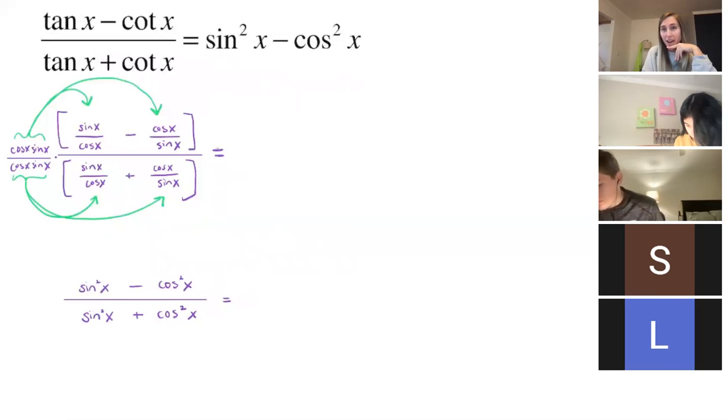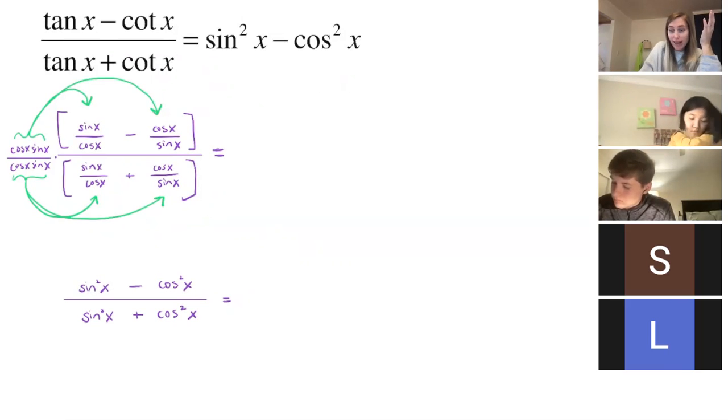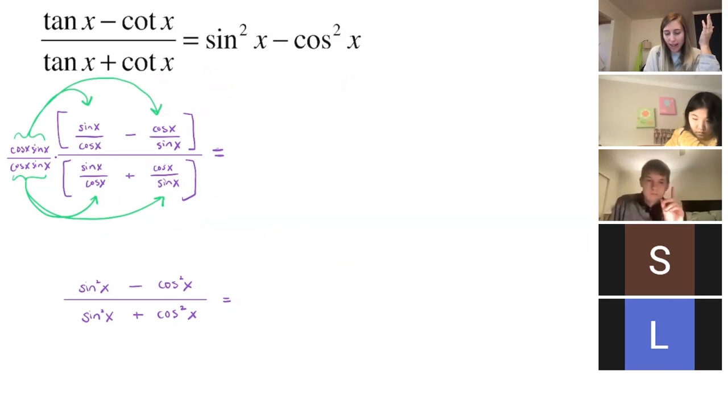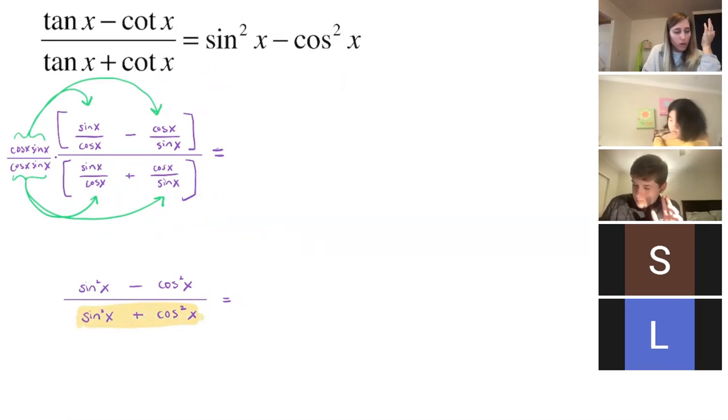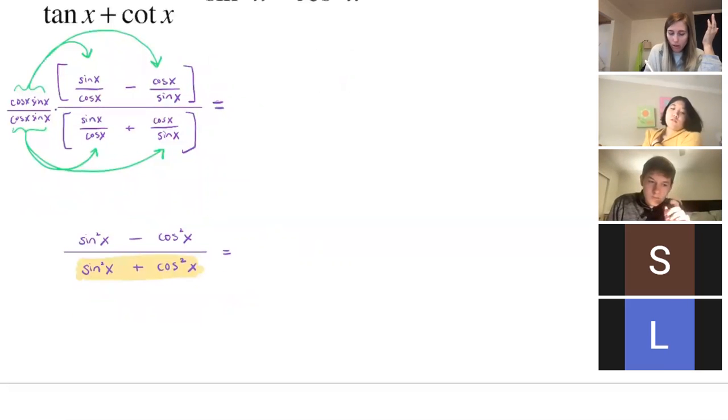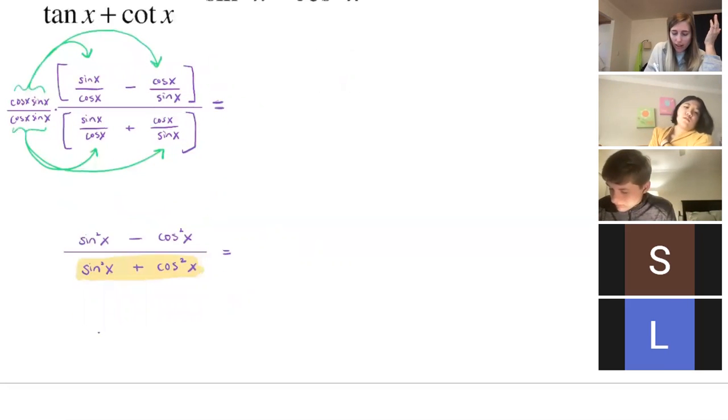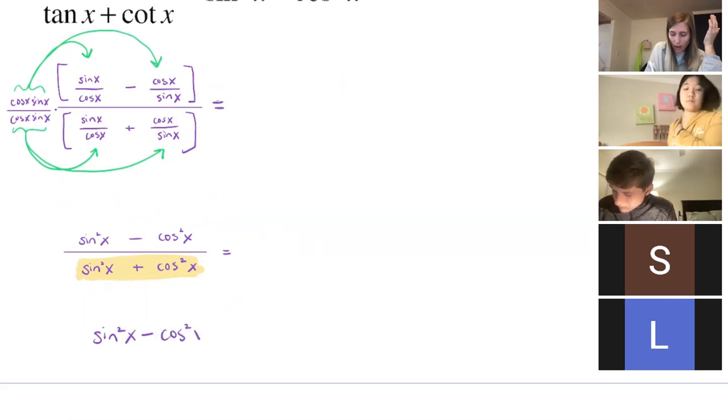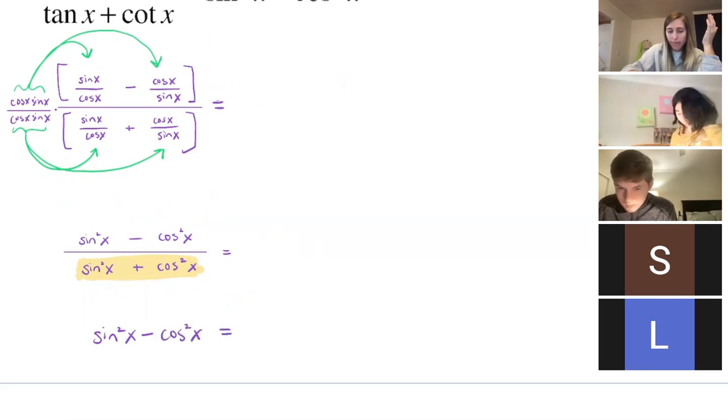So we're almost there, right, you guys? The numerator is, hey, that's it. And then right away, you should see sine squared plus cosine squared. What's that equal to? 1. So this is just sine squared minus cosine squared.